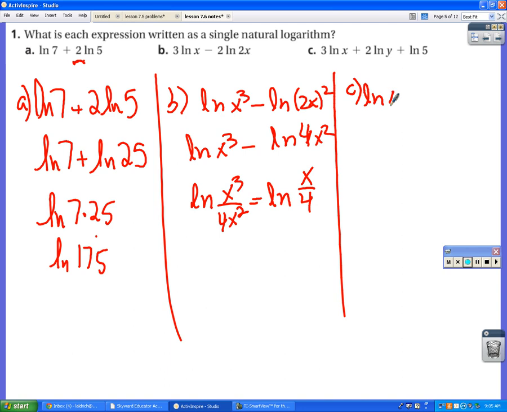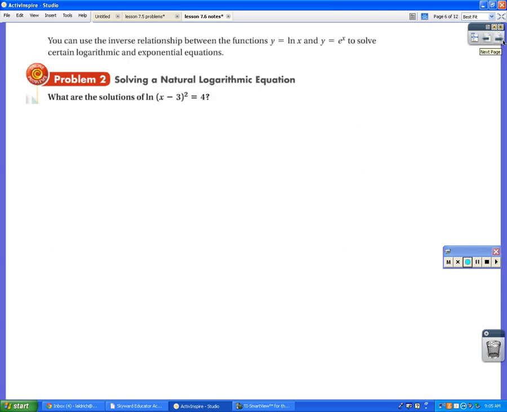Natural log of x cubed plus natural log of y squared plus natural log of 5 stays as the natural log of 5, and then addition becomes multiplication. So final answer, natural log of 5x cubed y squared. All right? Does that make sense? So same kind of properties that the log functions were for, okay?